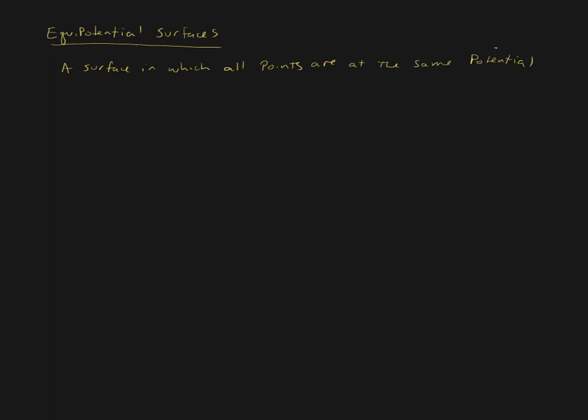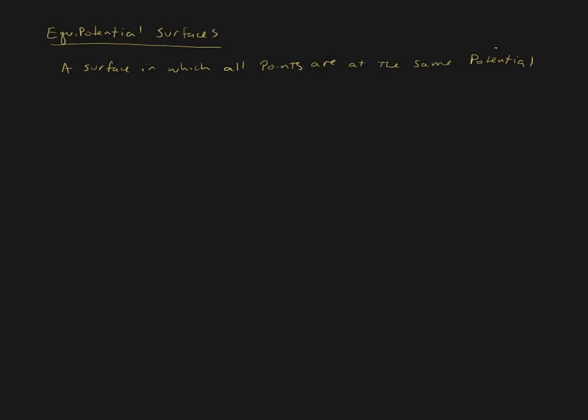Okay, so now we're going to take a quick look at equipotential surfaces. An equipotential surface is a surface in which all points are at the same electric potential. If we're looking at it in terms of gravitational potential near the surface of the Earth, then the equipotential surface would be a flat plane, because we're so close to the Earth we don't see the curvature. So your desktop would be an equipotential surface for gravity.